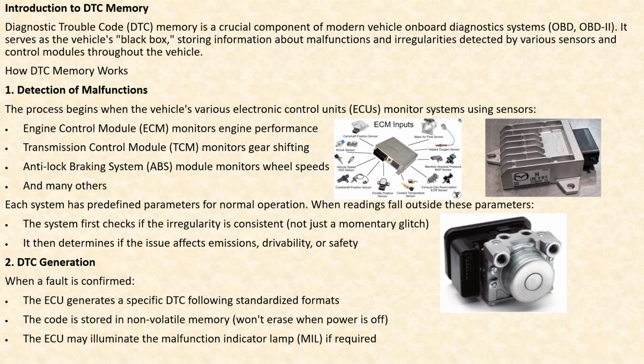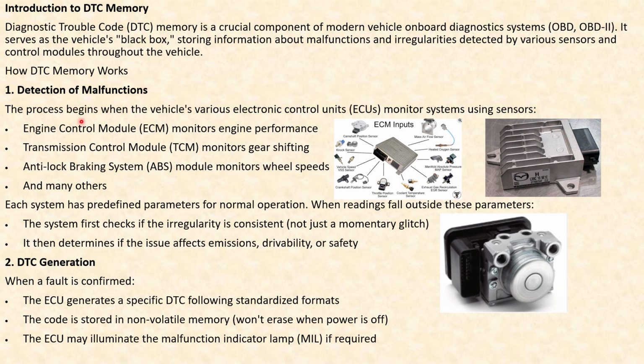So the diagnostic trouble code is a crucial component of the modern vehicle onboard diagnostic system. It serves as the vehicle's black box, storing information about malfunctions and irregularities detected by various sensors and central modules throughout the vehicle. Okay, so this serves as the vehicle's black box. All right, so how does DTC memory work?